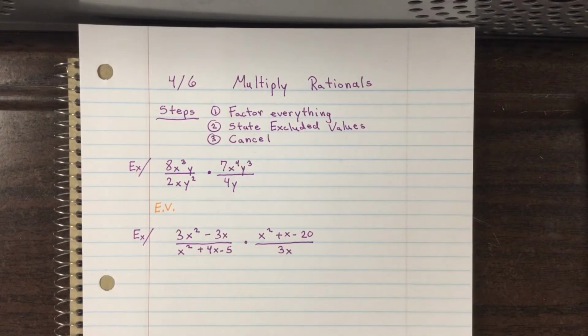Today we're going to go over multiplying rationals, okay? Now, pretty easy. As you can see, I wrote down the steps already. The steps are going to be to factor everything completely on top and on bottom. Then, after that, you can state your excluded values. And number 3, you're going to cancel and simplify, okay?